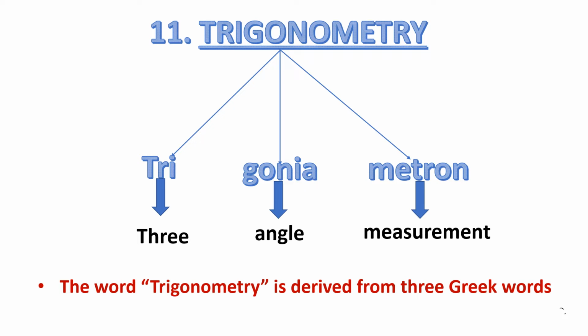Let us see what trigonometry is. The word trigonometry is derived from three Greek words: tri, gonia, metron. Tri means three, gonia means angle, metron means measurement. So three angles measurement is trigonometry. The basic task of trigonometry is the solution of triangles, finding unknown quantities of a triangle from the given values of other quantities.